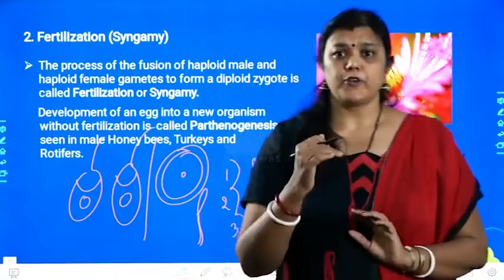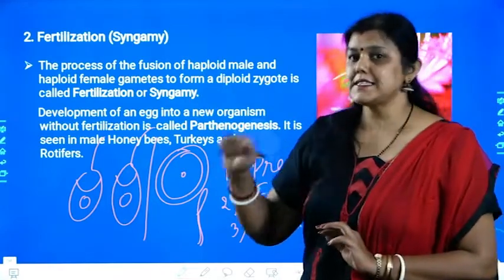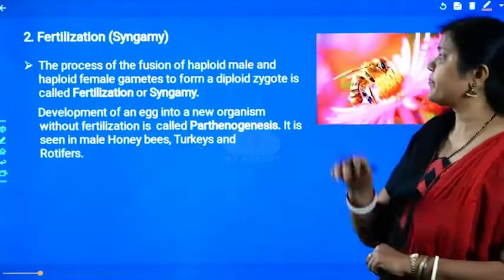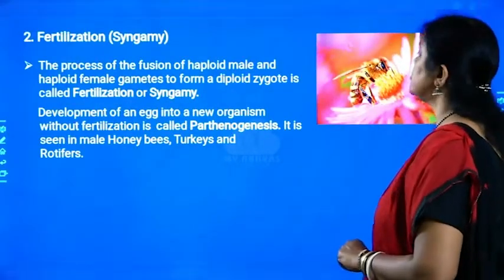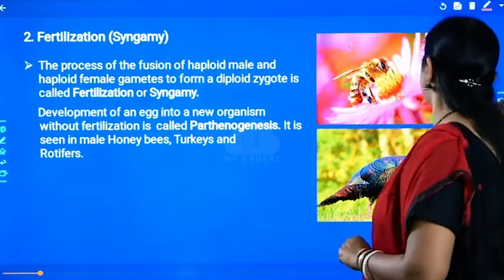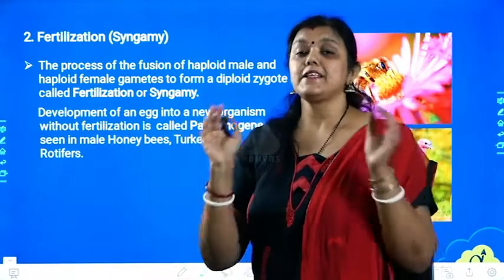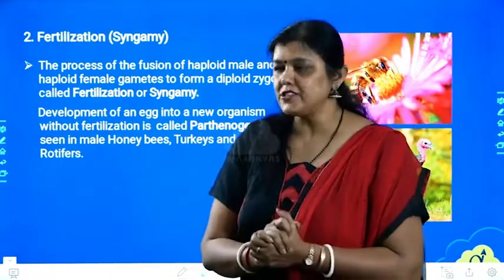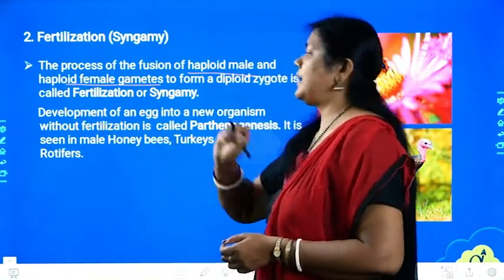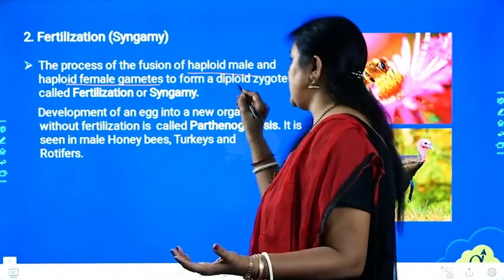Now in this session, what are we going to discuss? We are going to discuss fertilization or syngamy. Let us see what is fertilization or what is syngamy. Fertilization is the fusion of a haploid male and a haploid female gamete. What is fertilization? The definition says that it is a fusion, a combination of a haploid male and a haploid female gamete to form a diploid zygote.